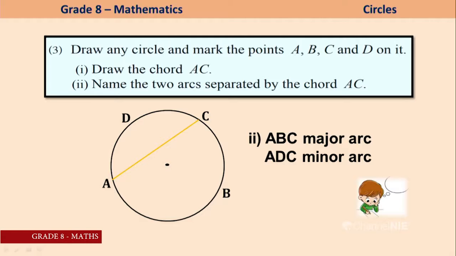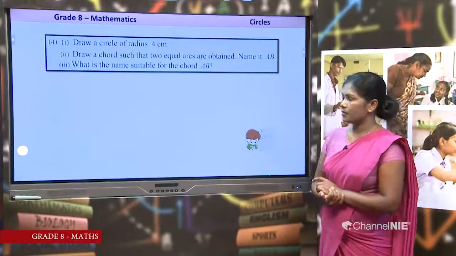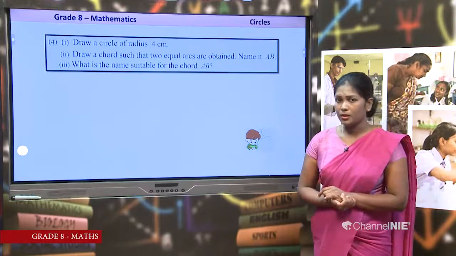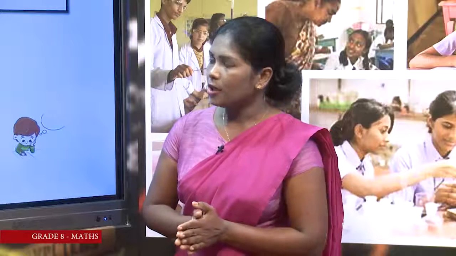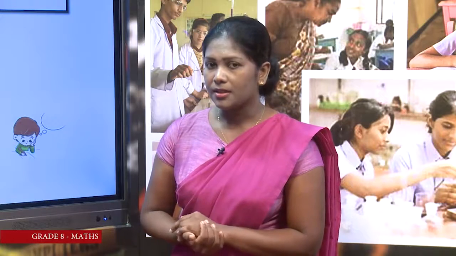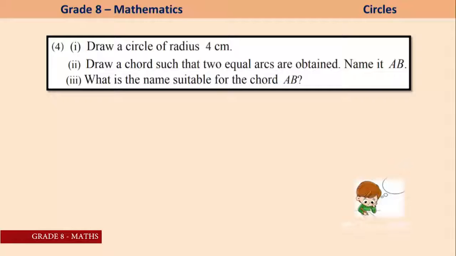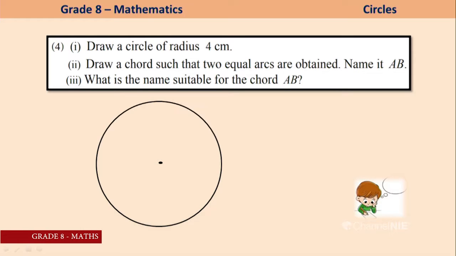Then we discuss the fourth question. What is this? Read the question. Draw a circle of radius 4 centimeters. Can you do that? Yes, you can. Then draw a circle, in here the radius equals 4 centimeters.